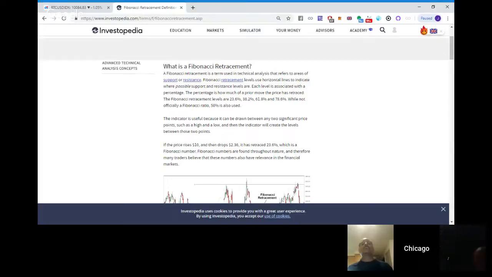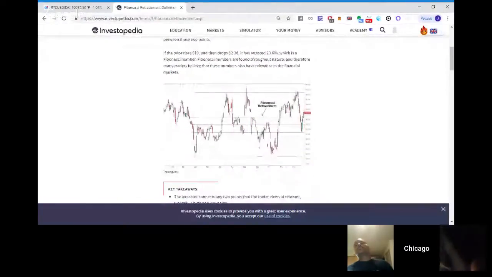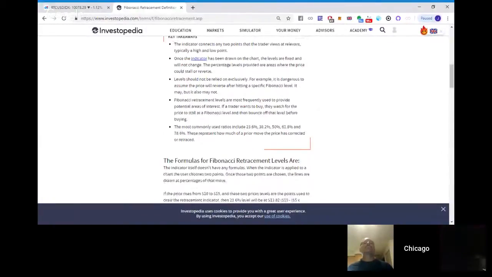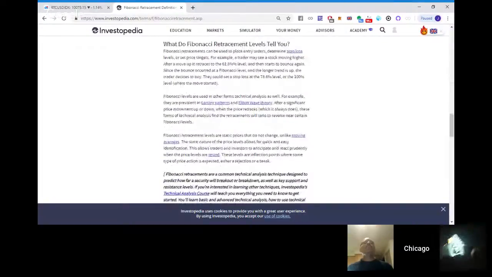It's got everything to do with the universe. It's the spiral in your fingerprint and the seashell and the rose petal, and the Milky Way galaxy. That's Fibonacci. They call it God's code or God's fingerprint. Now, the indicator connects any 2 points that the trader views as relevant, and then the formulas and how they calculate. Okay, what do Fibonacci retracements tell you?